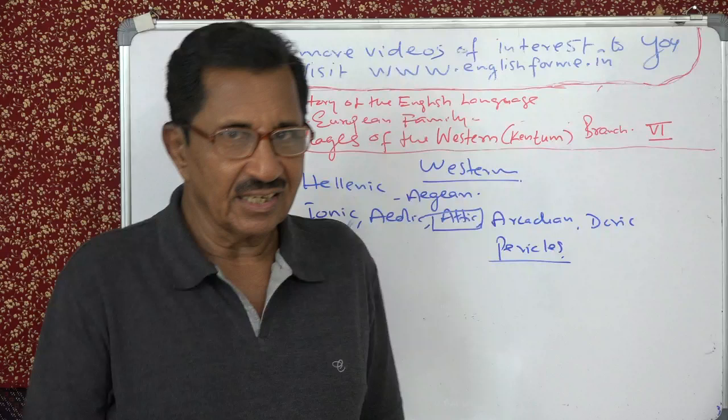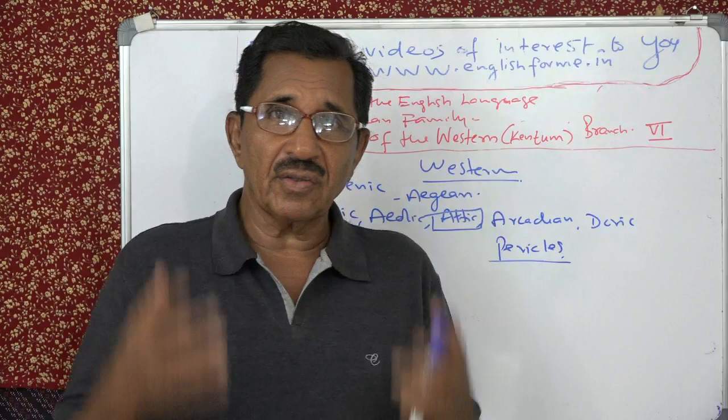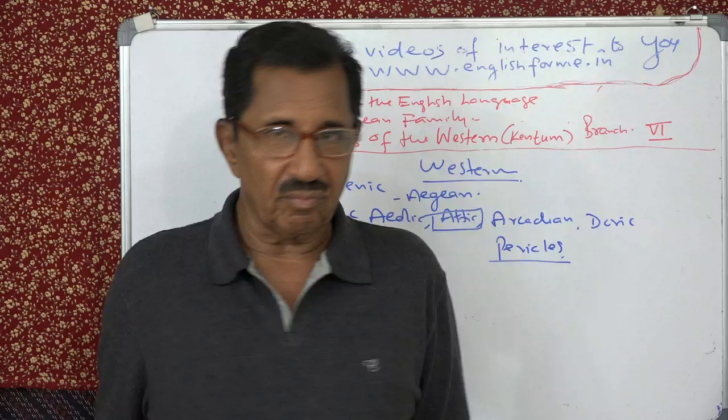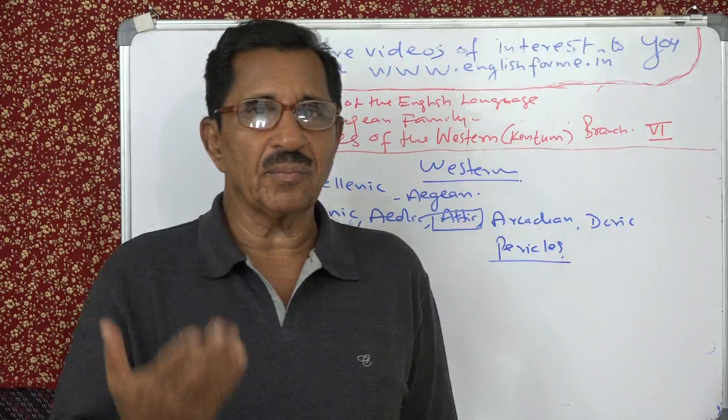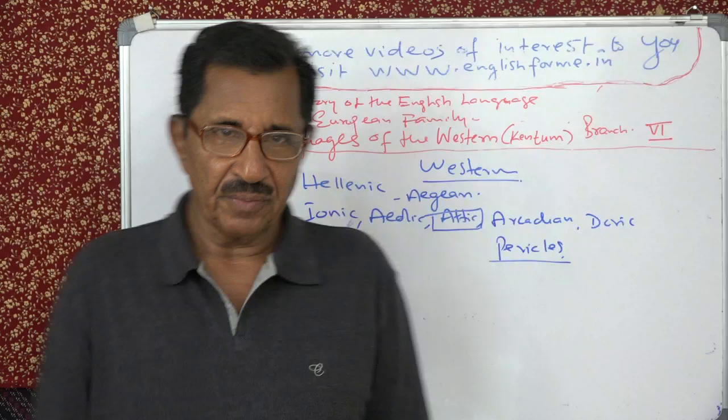Now, as you can see, next when you consider the Italic branch, you find Latin became a classical language, and all the writings in philosophy, theology, science and arts and so on were done in Latin because of the importance of Rome. So the importance of a language depends on the importance of the people who speak it, and also the political backing of that region, the political importance of that region. So in this case it is Attic, and already I have told you about a lot of people.